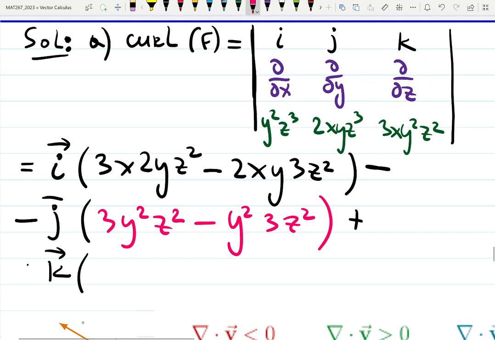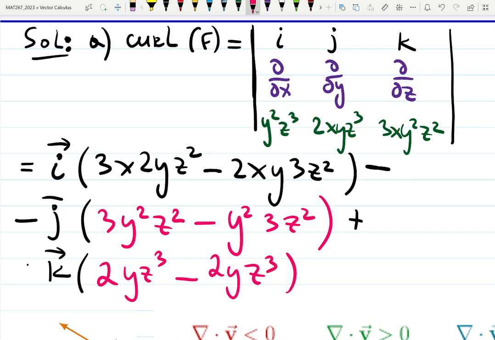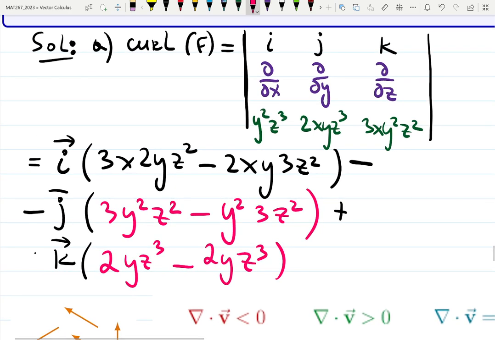the derivative of 2xyz cubed with respect to x. 2, and then what do we drop? x. Exactly. Minus the derivative of y squared z cubed with respect to y. 2yz cubed. Amazing. Do you understand what we're doing?